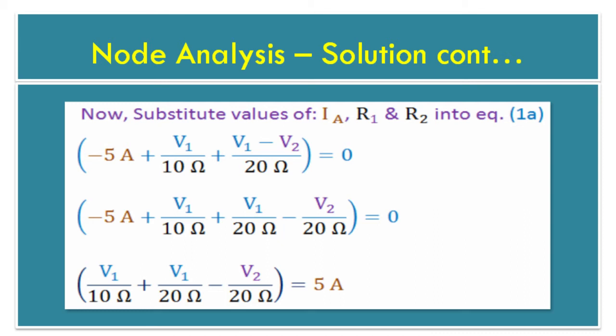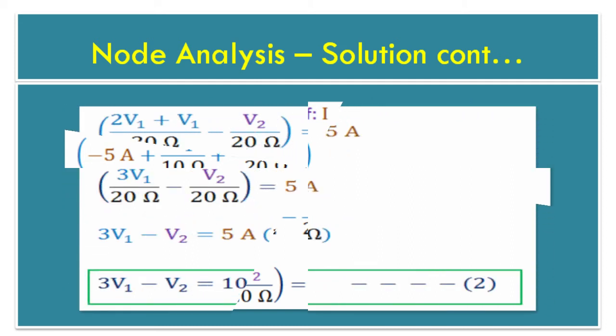Using equation 1, now substitute values of current source IA, resistors R1 and R2, and we get an equation as minus 5 ampere plus V1 upon 10 ohm plus (V1 minus V2) upon 20 ohm, which is equal to 0. Separate the numerator of the third term, that is (V1 minus V2) upon 20 ohm, and rearrange the equation as V1 upon 10 ohm plus V1 upon 20 ohm minus V2 upon 20 ohm, which is equal to 5 ampere.